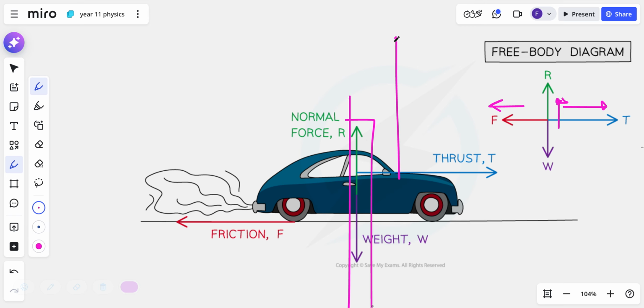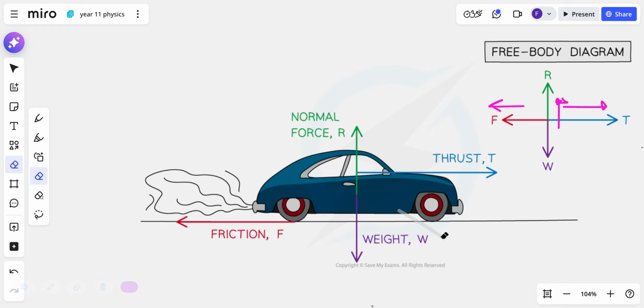This car is not flying or sinking into the road. So its overall resultant force up and down is zero. It has to be, or else it's flying or sinking. Its weight is downwards. And the normal force, the reaction force, is exactly the same size and upwards.